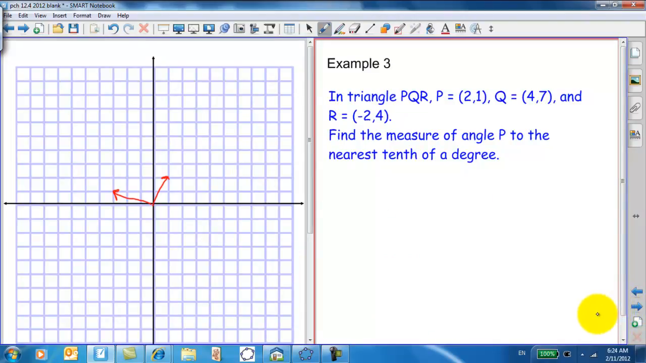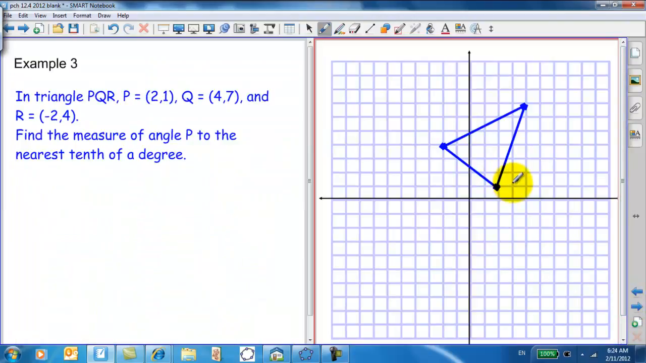Now, slightly different problem. In triangle PQR, we've got P is (2, 1), Q is (4, 7), and R is (-2, 4). Find the measure of angle P, that's down here then. So there's our theta, to the nearest tenth of a degree.